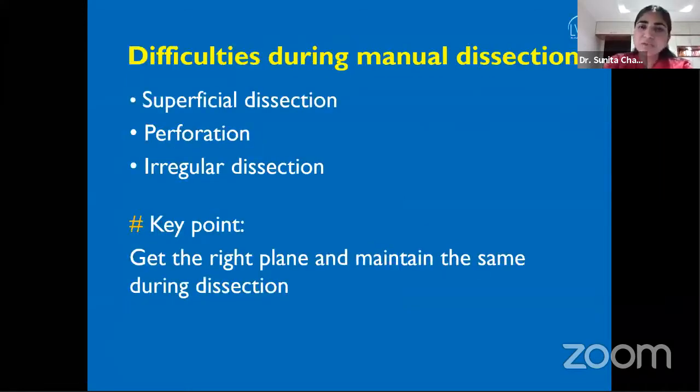Some difficulties one can encounter during manual dissection could be a superficial dissection, perforation, irregular planes. Now the key point is to get the right plane and to maintain the same during the dissection throughout. That will give a neat, clean dissection all throughout.